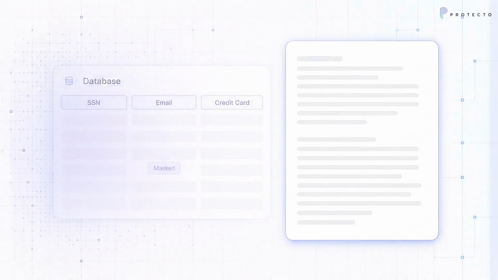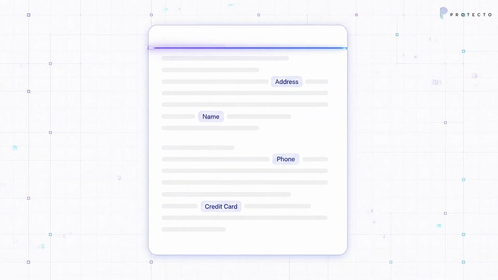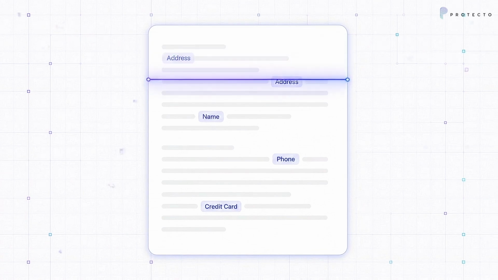Open a 100-page PDF, and the map is gone. There are no columns, no field names, no clean labels. Names appear inside paragraphs. Addresses are mixed into descriptions. Phone numbers show up inside emails. Credit card numbers may be buried inside invoices. Now the system has to read the text and decide what is sensitive.